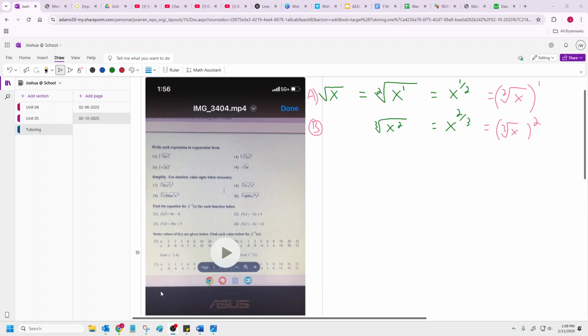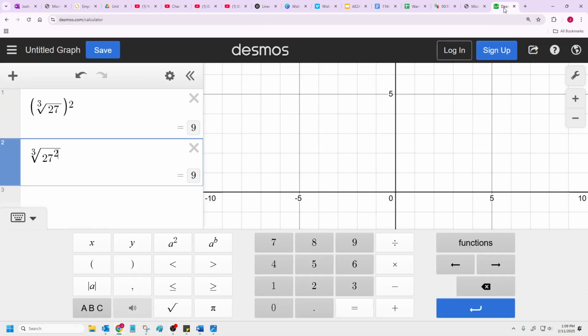Let me find the good numbers. Hang on one second, we are going to use Desmos, it's easier. Here's the example I just found. Check it out. If I were to use one notation where I have the cube root right there, and then I took the cube root of 27, and then I squared that whole thing, you'd end up with 9.